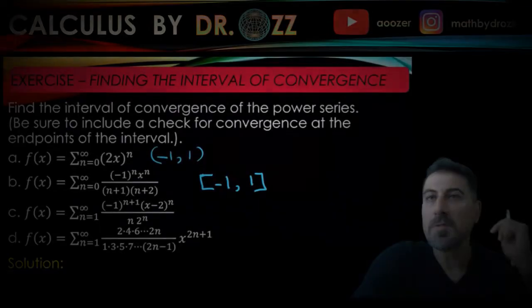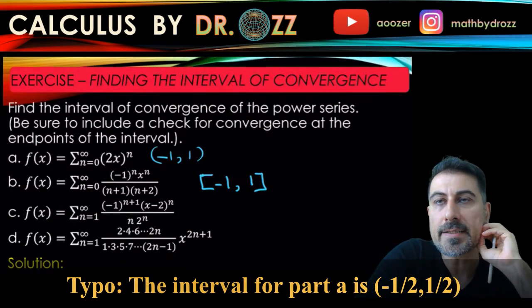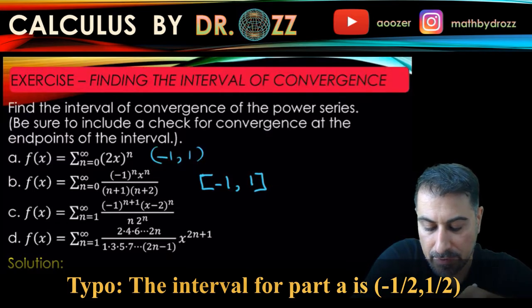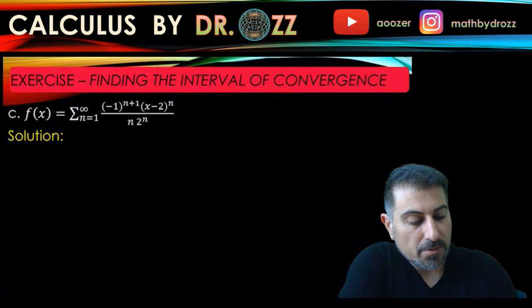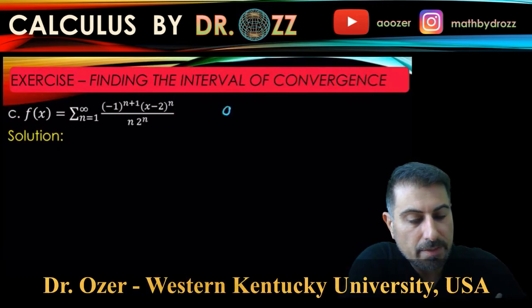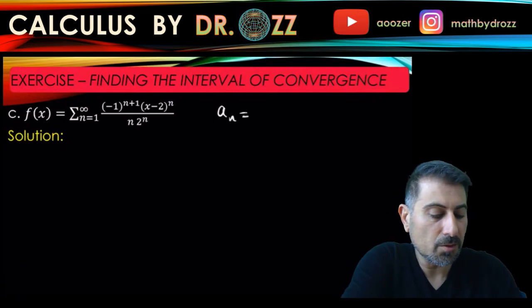All right, so we're going to mimic the same analysis here. We're going to first apply the ratio test to a_n. So why don't we get started? Okay, so a_n in this regard is going to be this whole chunk here.